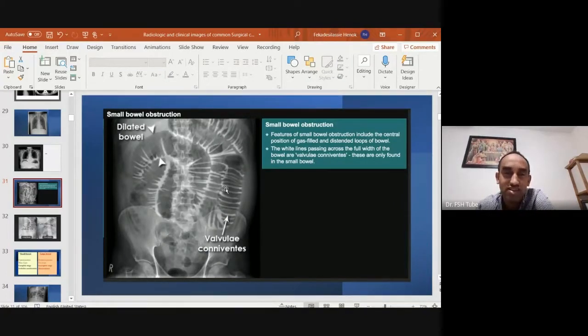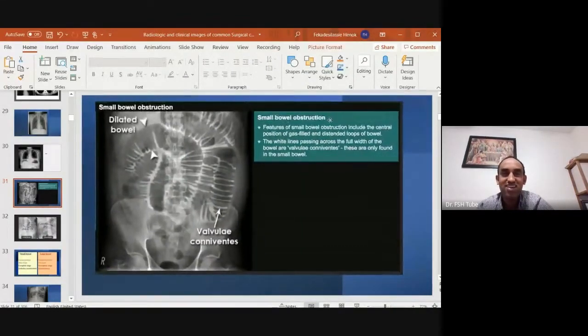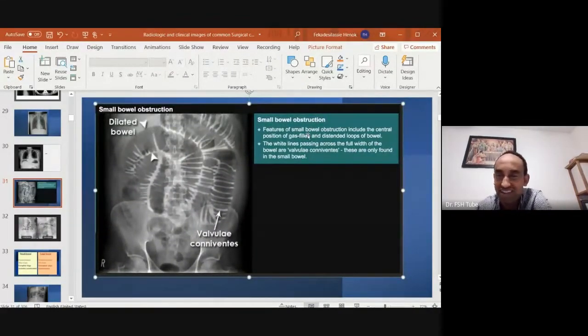What's your diagnosis? Interpretation? A small bowel obstruction, excellent. These are dilated, distended small bowel loops. What is the landmark? What if I am tricking you and I remove this part? Centrally located dilated loops. What else?